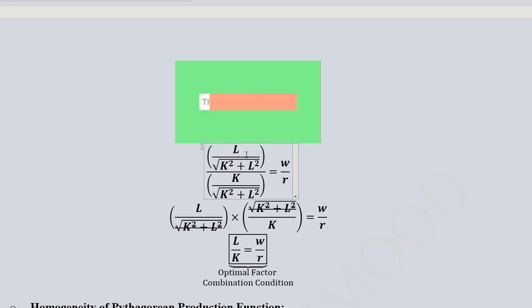So you see that we have substituted MPL and MPK, while the right hand side remains the same. Then we can reciprocalize the term in the denominator, and afterwards we can cancel out whatever is cancelable, and finally we will get the condition in this simpler form. This is known as the optimal factor combination condition of the Pythagorean production function.